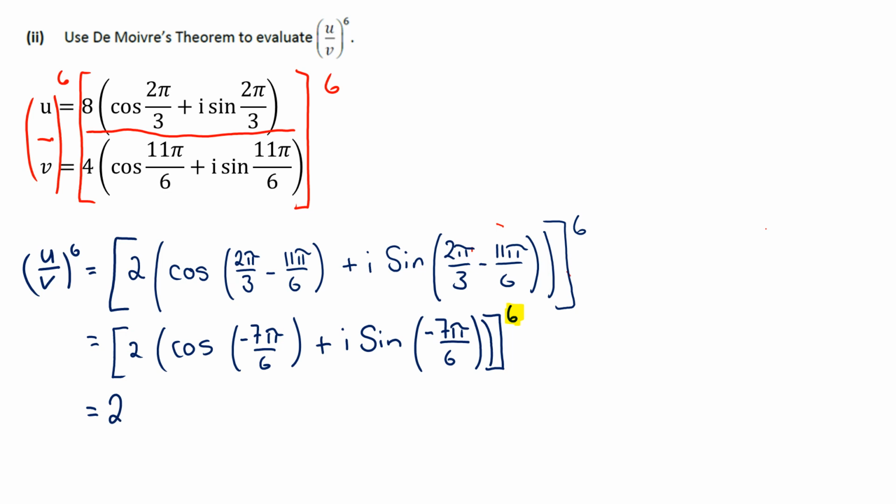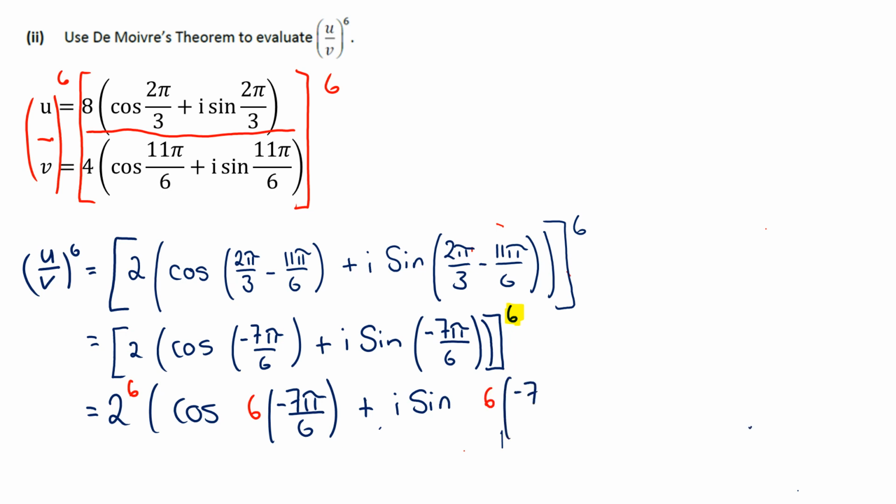So that gives us 2 to the power of 6 cos, and you're multiplying it by 6. And like that is where our shortcut comes from. So effectively, if you were adding that angle 6 times, it's 6 times that angle. So this is a version of that shortcut for multiplication. So we have 6 times minus 7 pi over 6. And we get a little bit of cleanup. So the 6's cancel. So 2 to the power of 6, that's 64.